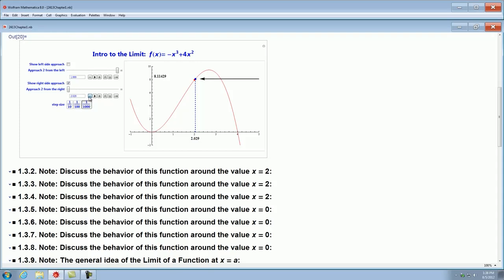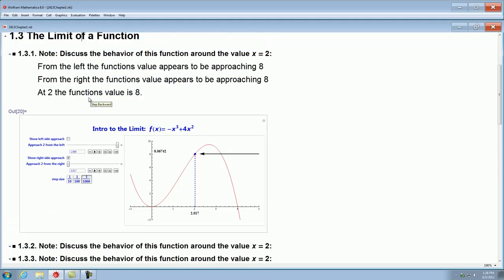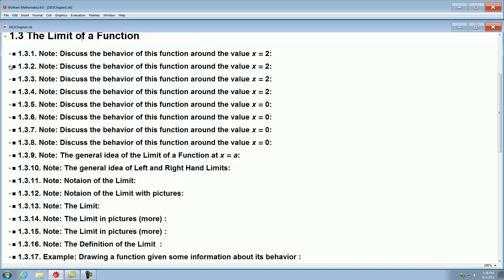So we're coming into a value of 2 from the right, and the value of the function is coming closer to 8, but it's actually bigger than 8. Notice when we were doing it from the left, it was smaller. Now we're bigger. But we're still headed towards 8. Okay, now let's look at the next example.